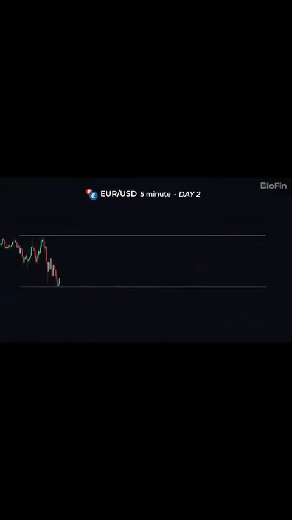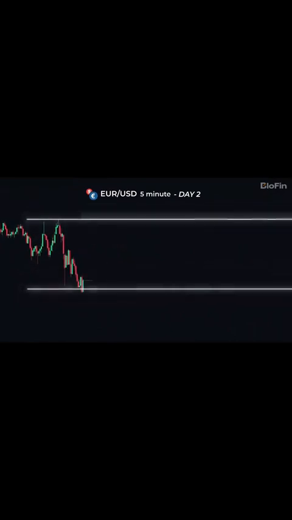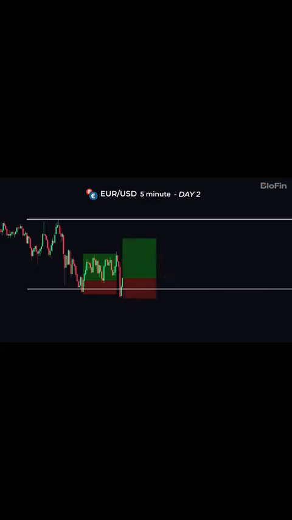Moving on to the next day. Here, we marked the 4-hour range. Then, price quickly gave a long setup. Stop loss at the lows, take profit at 2 times risk. Price hits the target, so that's a 2R gain. Later, price gave another long setup. Stop loss is set at the lows, take profit at 2 times risk. And price hits the target again, another 2R gain.